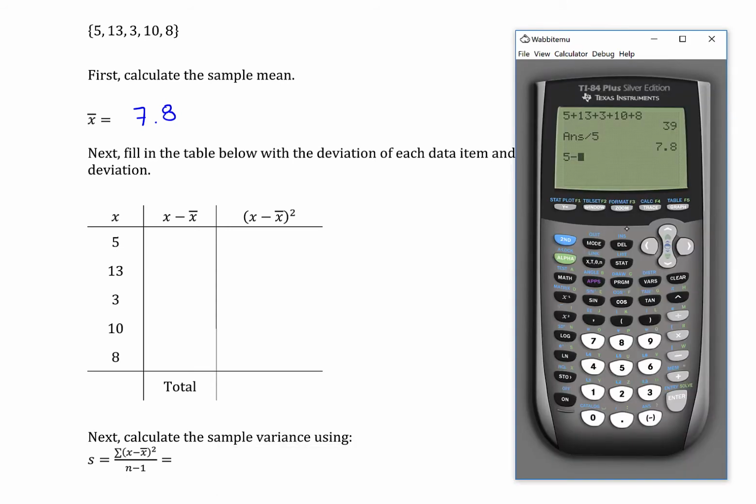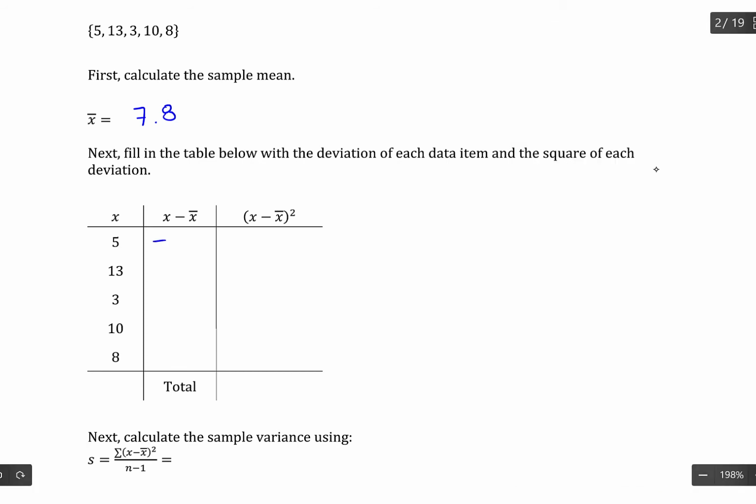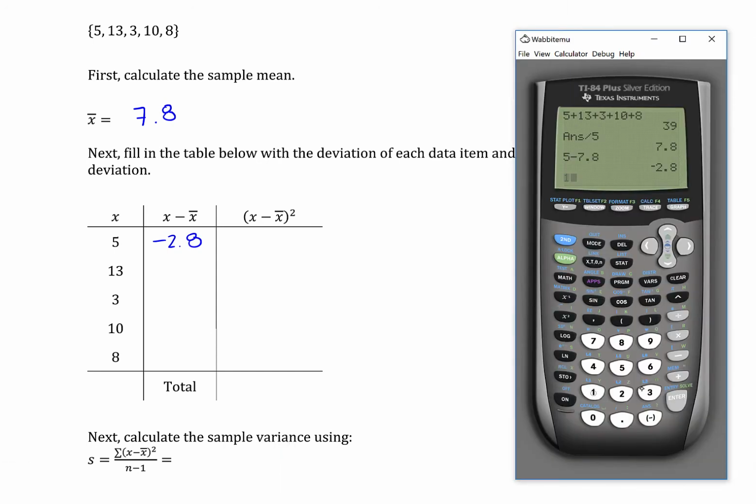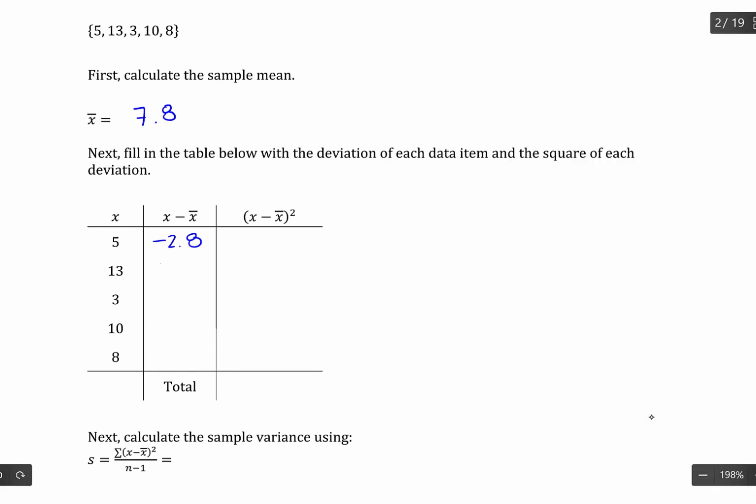With 5, to measure its distance, I take the value 5 and subtract the mean, which is 7.8. So 5 minus 7.8 is negative 2.8. And then 13 minus 7.8 is 5.2. Notice that 5 had a negative deviation and 13 has a positive deviation. That just means 5 is less than the mean, and 13 is bigger than the mean. So no problem there.